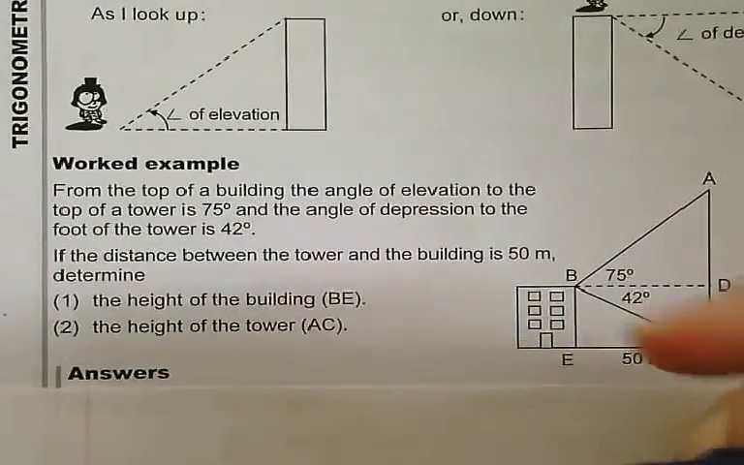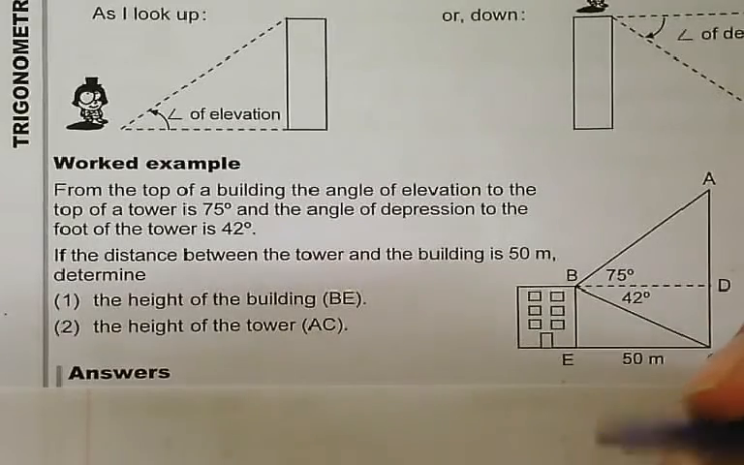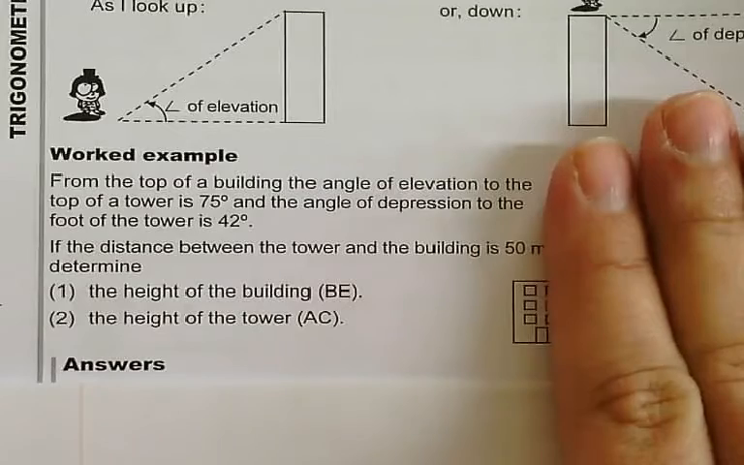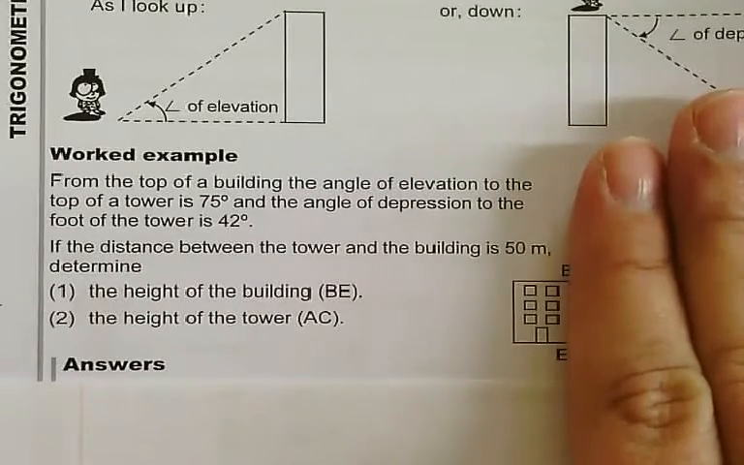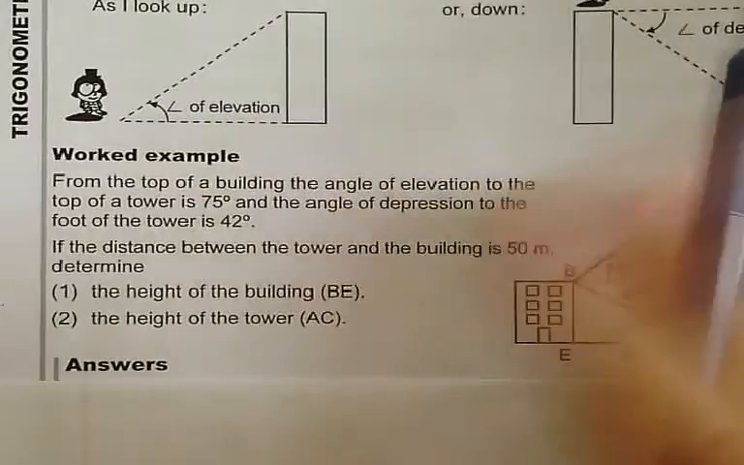Okay, so I have, from the top of a building, the angle of elevation to the top of the tower is 75 degrees. Let's cover that for now. The angle of depression to the foot of the tower is 42 degrees. If the distance between the tower and the building is 50 meters, calculate the height of the building and the height of the tower. So since we have an angle of elevation to a tower, that means my tower has to be taller than my building. And my angle of depression from my building to the foot of my tower means it has to go down.